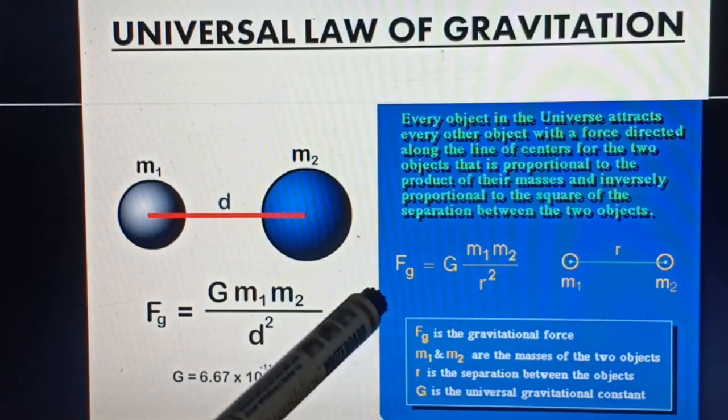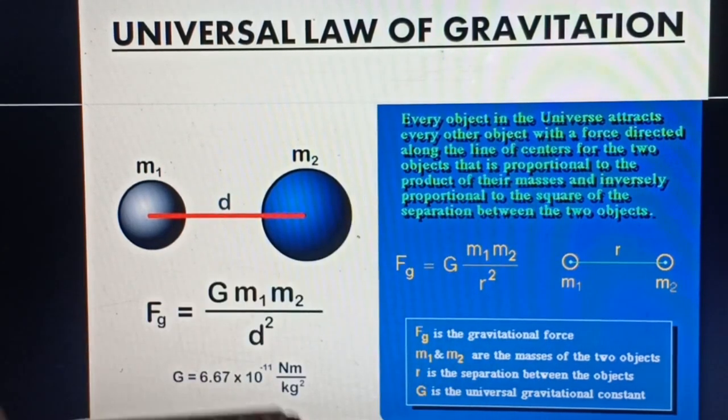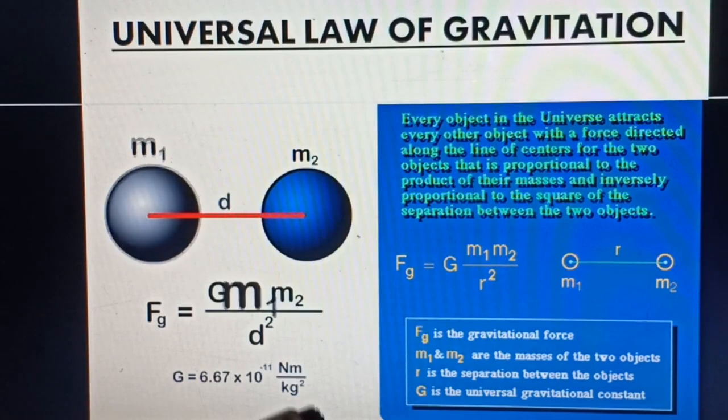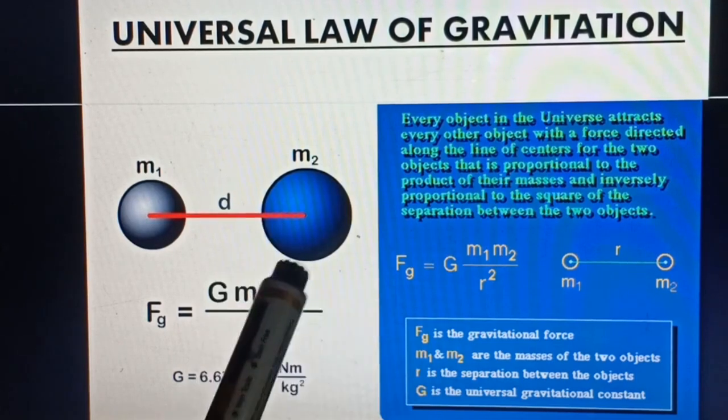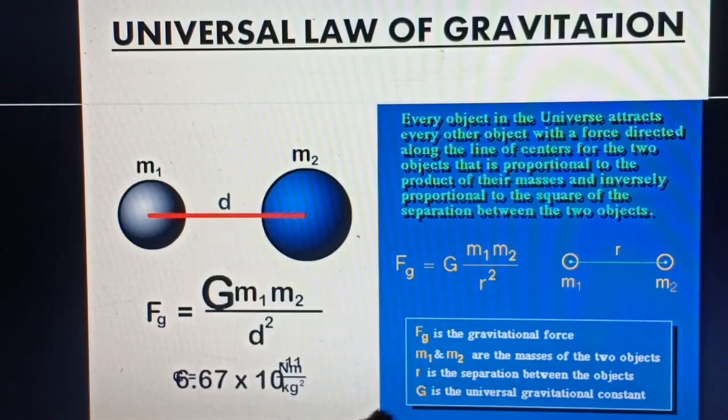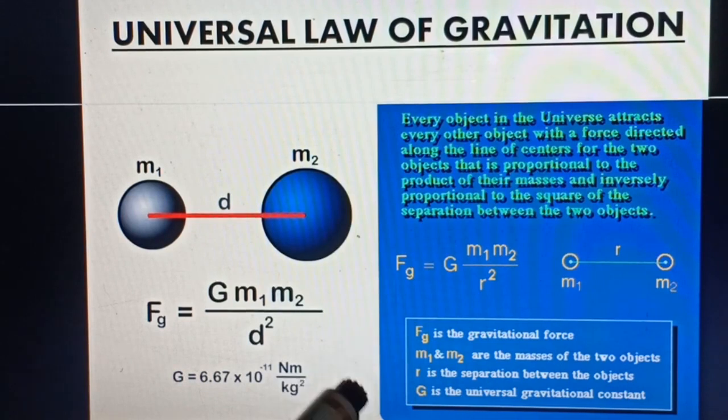So what is the universal law? That each object in this universe attracts every other object with a force directed along the line of centers of the two objects, and that is proportional to the product of their masses and inversely proportional to the square of the separation between the two objects.